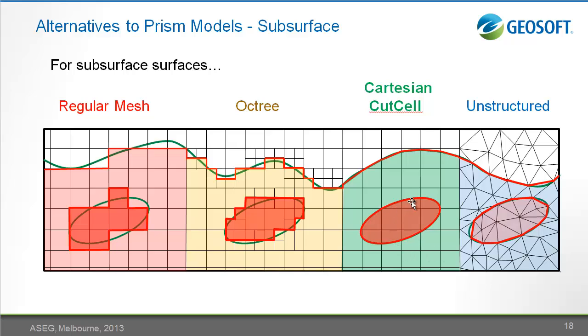Or I can work in the Cartesian Cut-Cell domain and simply cut these elements where the surface passes through them, and turn these elements into cut cells. So that's the process I'm going to describe in the following example.